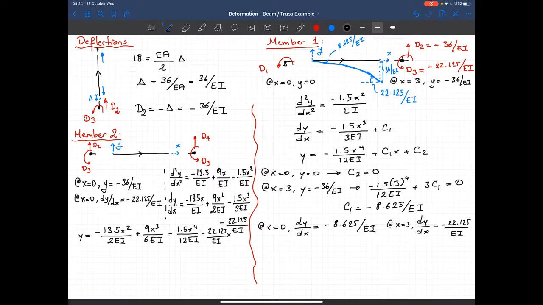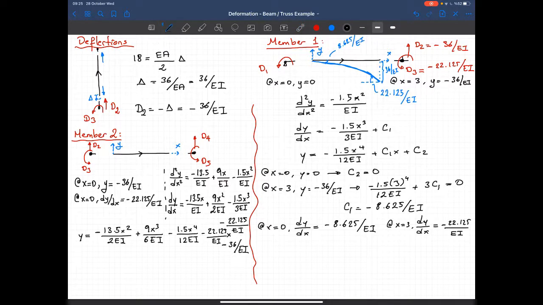And again, now if I put this boundary condition into that equation, I obtain the second constant as equal to minus 36 over EI. So I'll just write it here, minus 36 divided by EI. And that's the equation for the transverse displacement. Now I need to determine the values of D4 and D5.